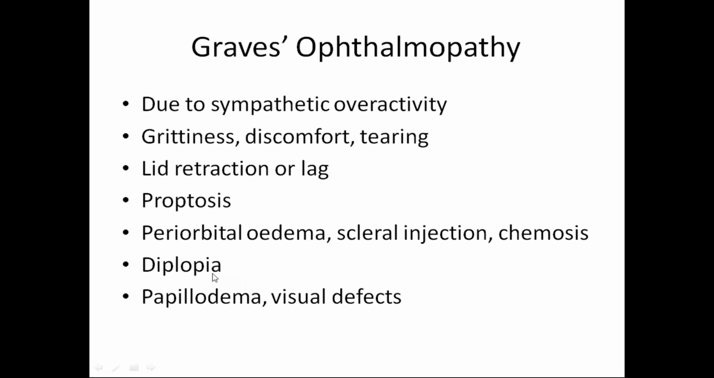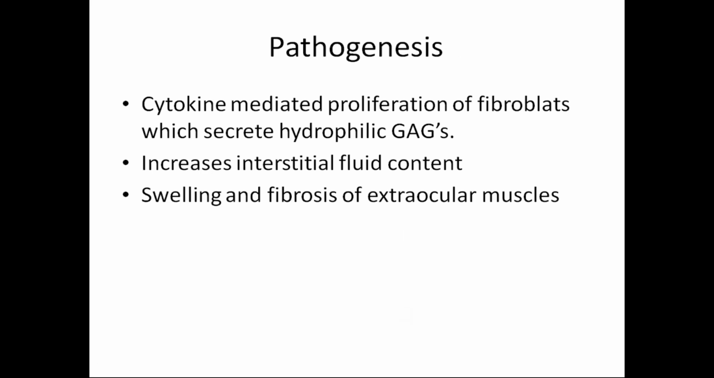There will be diplopia because the eye is unable to turn due to the periorbital edema. It will be hindering the eye movements, and eventually it will compress the optic nerve and cause papilledema, and there will also be visual defects, and it will eventually lead to loss of vision. So what's the pathogenesis? For the ophthalmopathy, thyroid and eye are nowhere related.